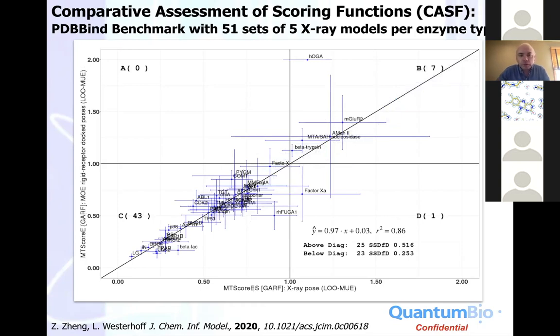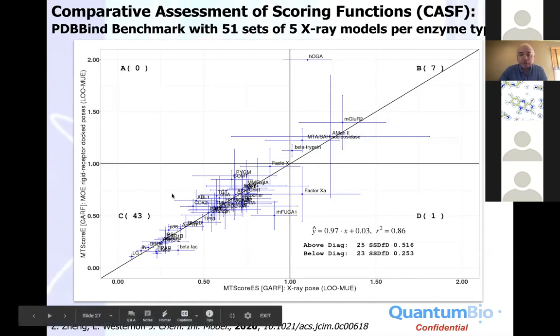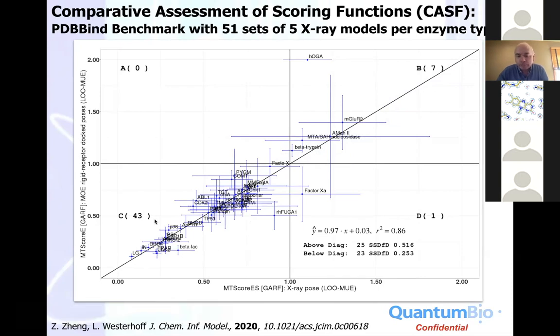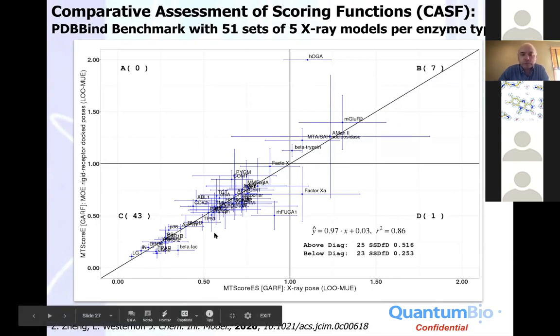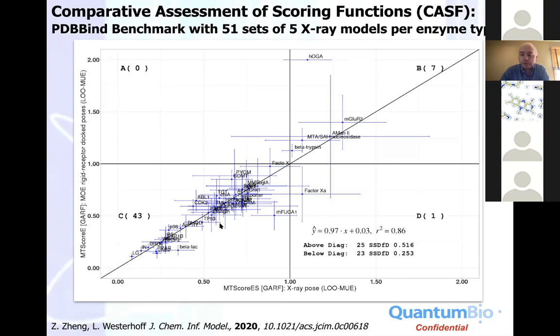And then finally, you can also look at, in this case, the mean unsigned errors. And here we're going the other direction, where we want everything down in this quadrant. And here we had 43 of them that were at a kcal or less, both in the ensemble, across the y-axis, and the end state based upon the X-ray pose across the X. And you can see that they were well within a kcal of error for the vast majority of the calculations.